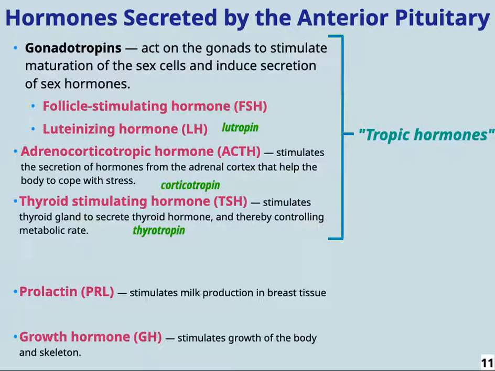Once again, as we just discussed, gonadotropins refer to follicle stimulating hormone, FSH, as well as luteinizing hormone, LH. This LH is sometimes also known by the name of lutropin. Again, the tropin is referring to it being a tropic hormone. Adrenocorticotropic hormone is also known as corticotropin. Thyroid stimulating hormone, TSH, is also known by the name of thyrotropin. These are tropic hormones.